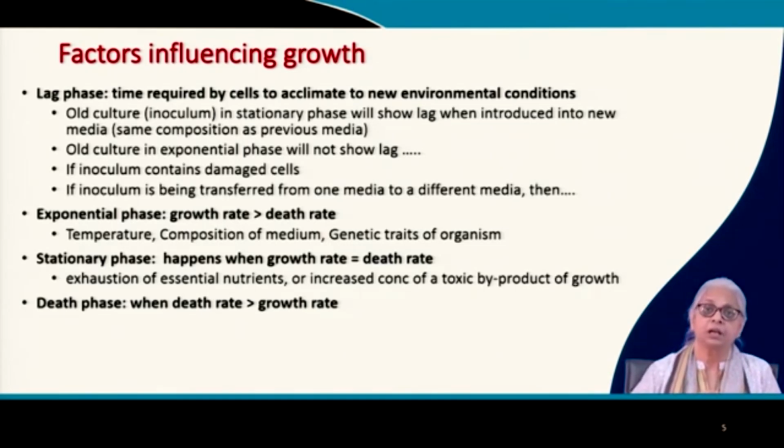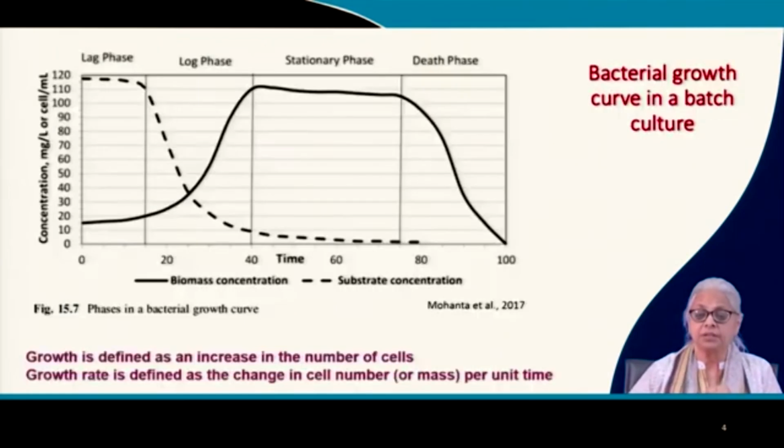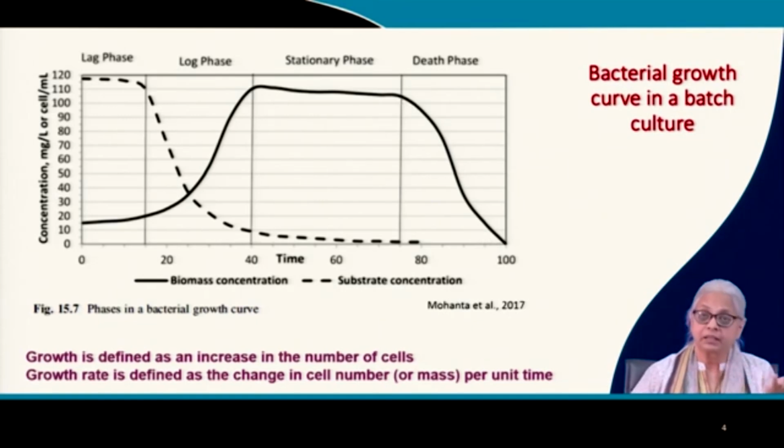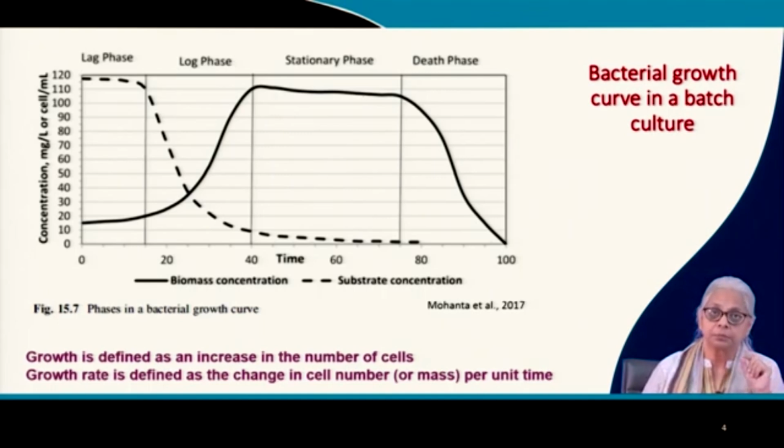And finally, we come to the death phase. The death phase is when the death rate is much greater than the growth rate. So at this point, when the death rate is higher than the growth rate, the cell concentration starts coming down, and it can come down very fast at an exponential rate, or it can come down very slowly. So again, it depends on the environmental conditions or the incubation conditions, as well as the nutrient availability and the concentration of toxic byproducts. So all these factors will determine the nature of the curve, but this is what a generic bacterial growth curve looks like in a batch culture.